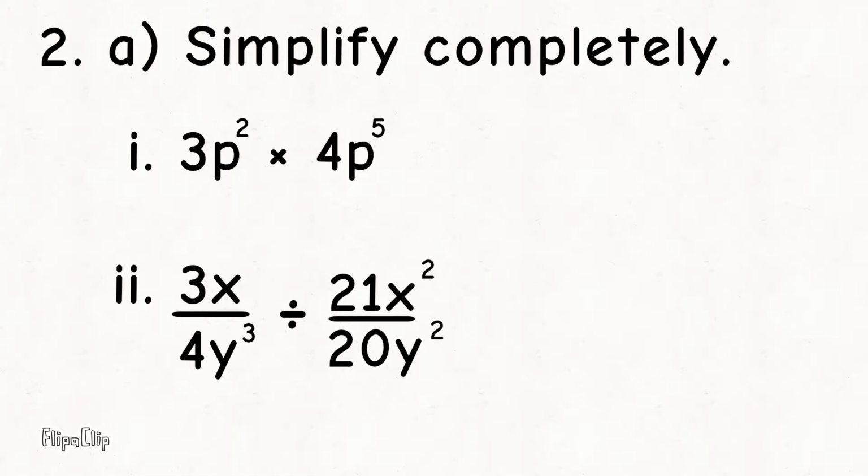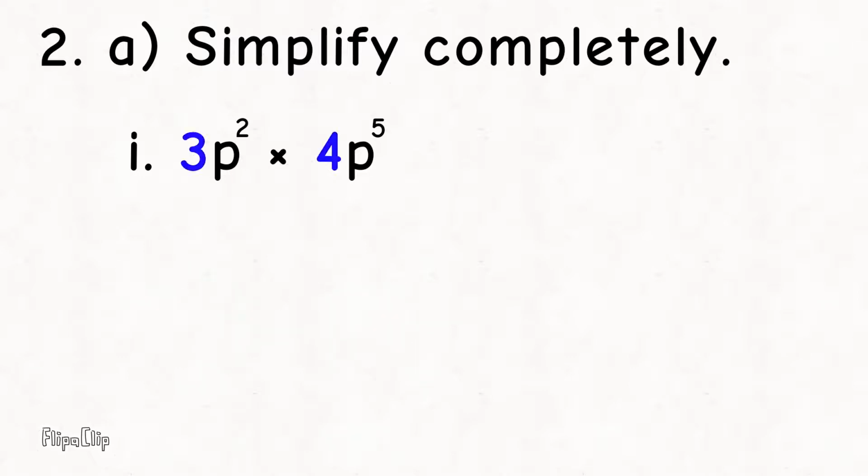Welcome back. We can now move on to the second question. Simplify completely. Part I, 3p squared times 4p to the fifth power.